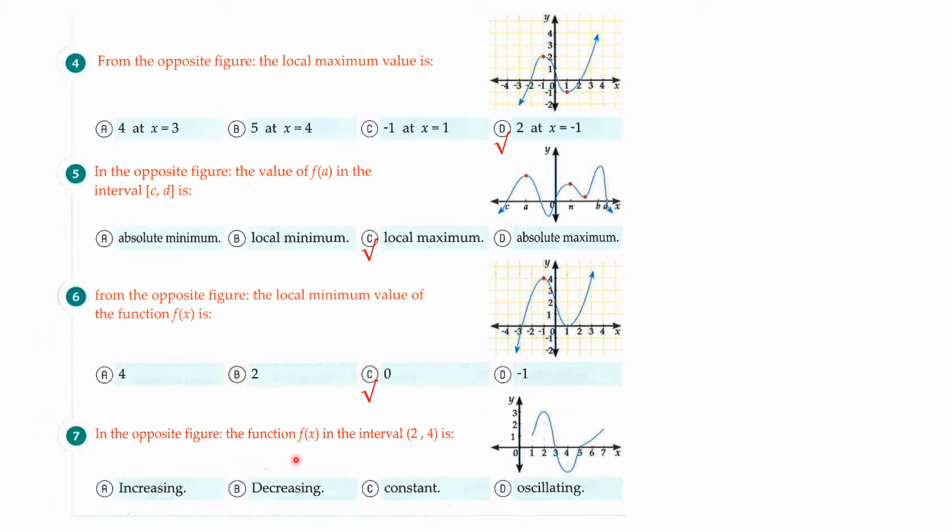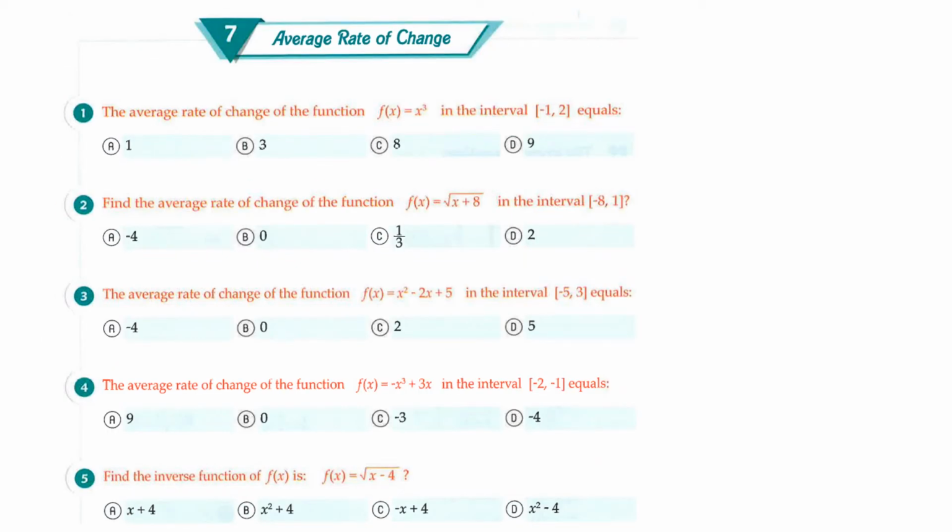In the opposite figure, the function f of x in the interval 2 to 4 is what? Where's 2 to 4? What is happening to the function in this piece? First of all, it's not constant nor oscillating. It's not like a sine graph over here or something going up and down. It's one step, it's going down. But the question is, increasing or decreasing? Go to the right from 2 to 4 and see what is happening to y. Obviously, y is decreasing.